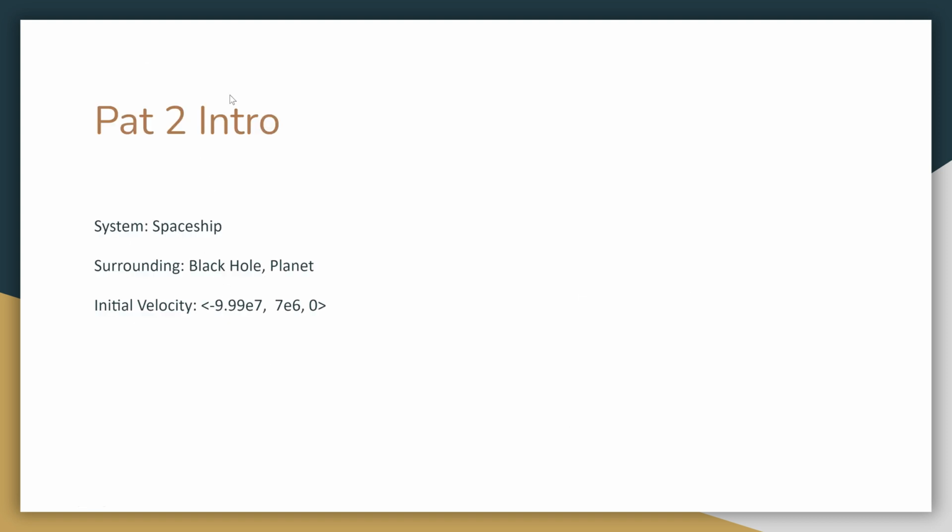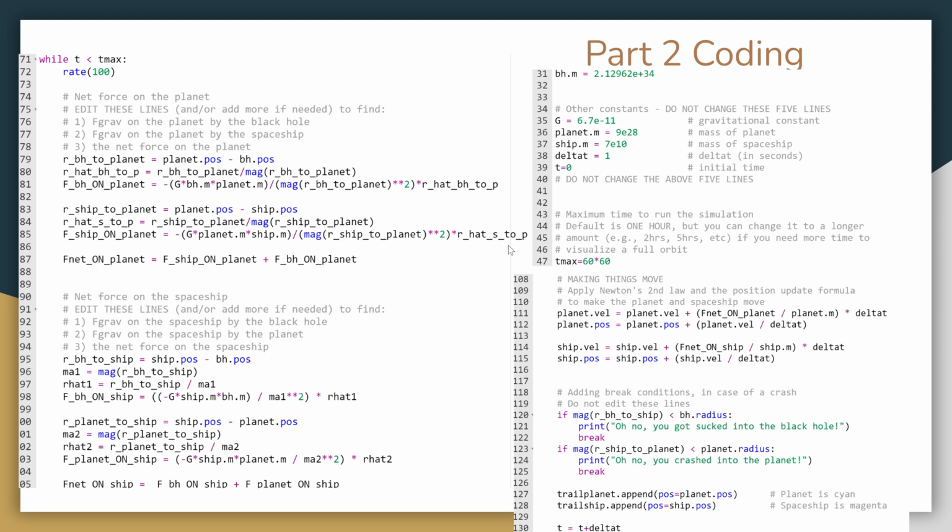And Part 2 Intro. The system is the spaceship. The surrounding this time, other than the black hole, there's also the planet. And the initial velocity that I found through trial and error is negative 9.99 times 10 to the 7 in the x direction, and in the y direction is 7 times 10 to the 6. And here is the computational coding for Part 2.